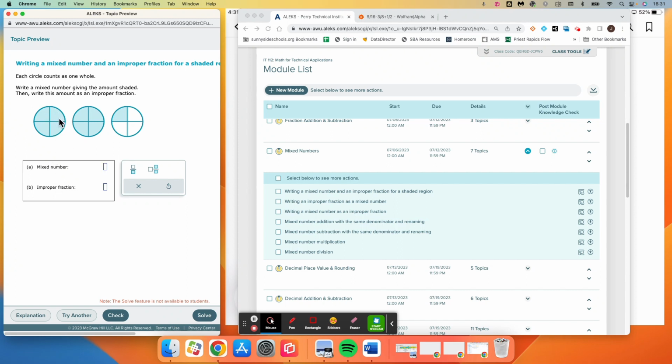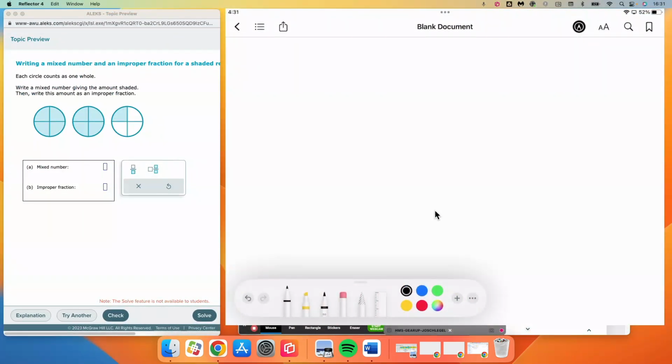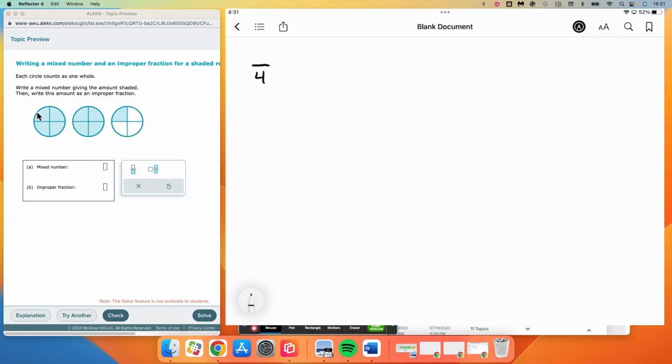But basically, we can see that each one of these circles is comprised of 4 parts. And so what's going to happen with that is my denominator of my fraction is going to be 4, because it takes 4 pieces to make one whole. And so then I look at this and I say, how many whole circles do I have that are completely filled in? I've got 1, 2. And so my whole number in front of the fraction is going to be 2.